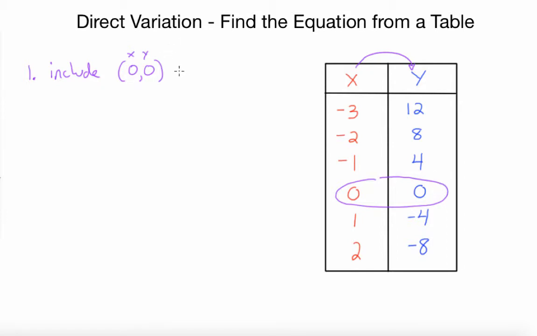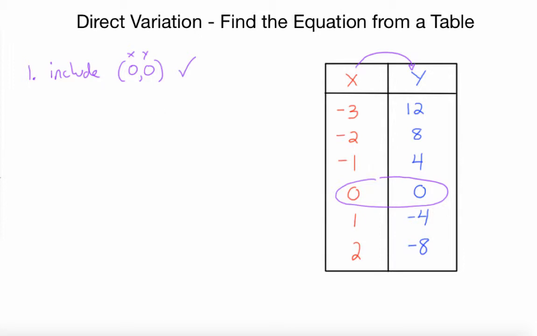So far, I'm feeling good about this table. It has that point, x is 0, y is 0. That has to happen to be a direct variation relationship. If it's not there, if x is 0 and y is something else, it could definitely be a relationship, but it is not direct variation.